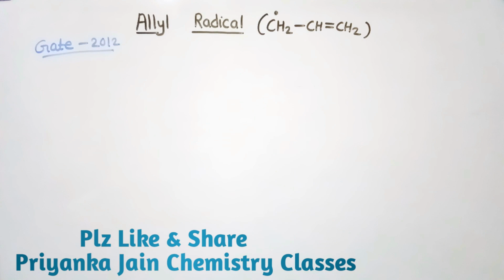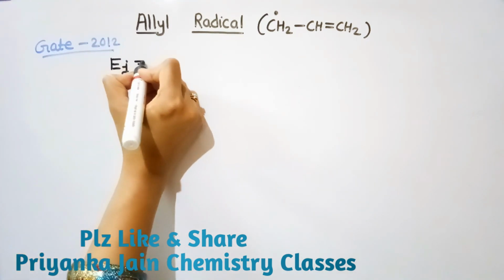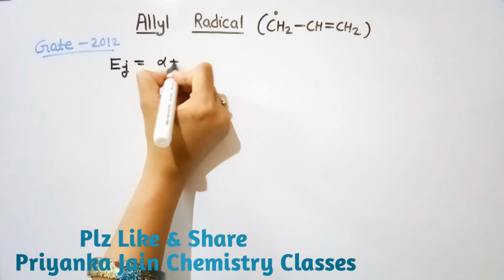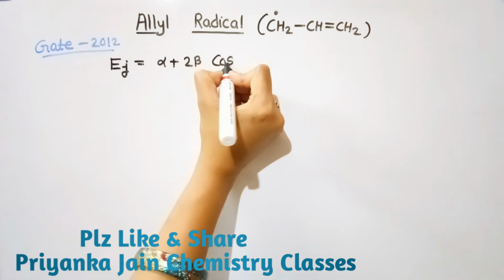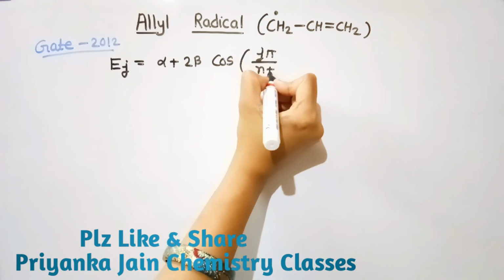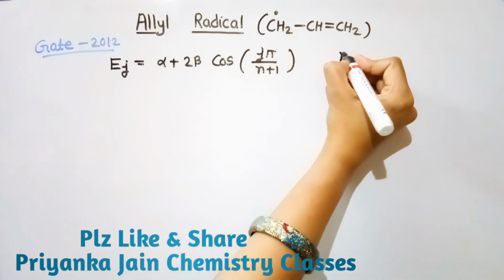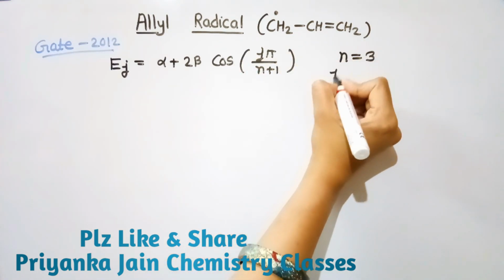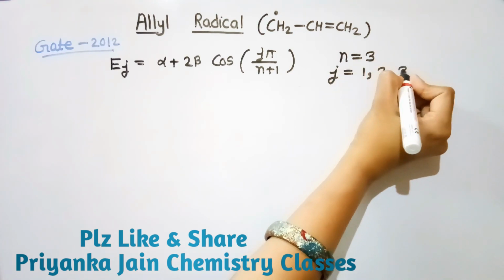For this we have to write down the formula for the linear polyenes. The formula was alpha plus 2 beta cos j pi upon n plus 1, right? Now here the n value is equal to 3, so j may have 3 values, 1, 2 and 3.